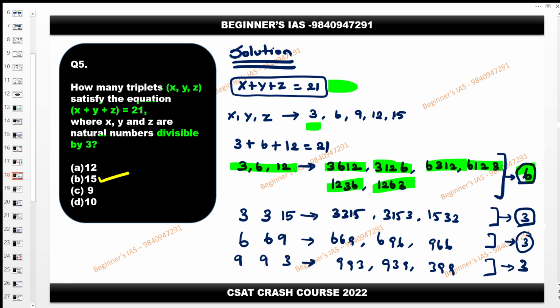So therefore here 6. Then listen carefully. With 3 itself we have another set. So therefore 3 plus 3 is 6, 6 plus 15 automatically gives you 21. So with this find out another triplet: 3, 3, 15. With this, 3, 15, 3 is also possible. Again with the 3 you should not make it, since it's double counting.